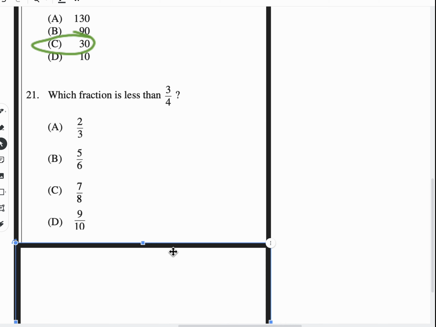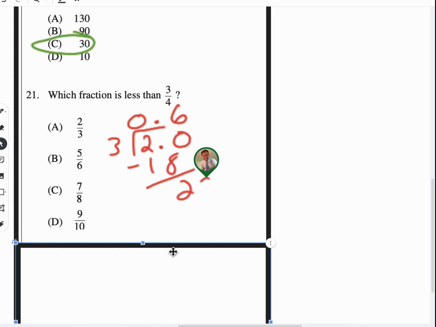For example, let's convert 2/3 to decimal. Three will not go into 2. Let's add our decimal point. 3 will go into 20 6 times, with 2 left over. Bring down our 0. We have a repeating decimal. A is 0.66.